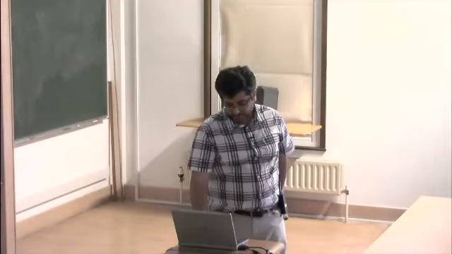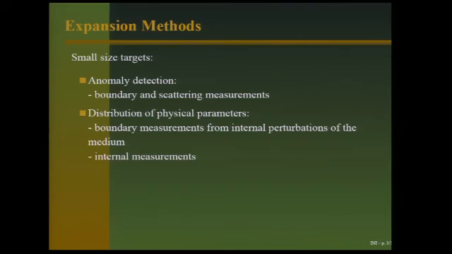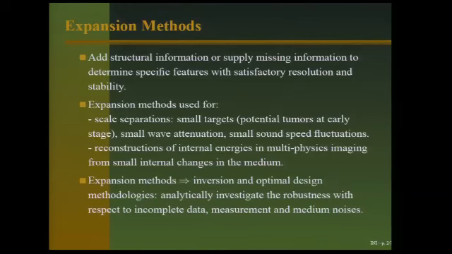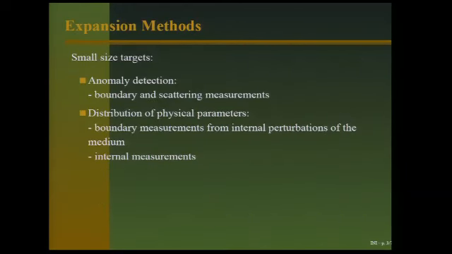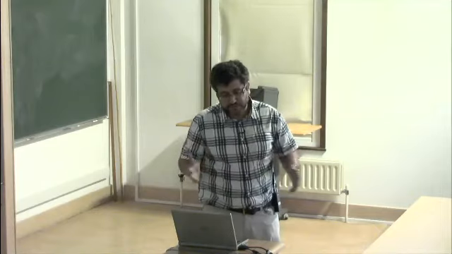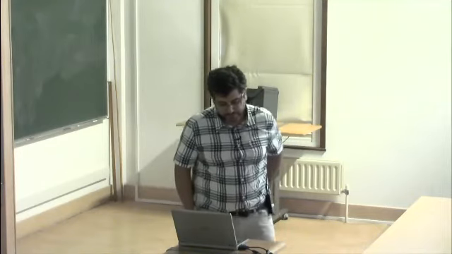That's the idea. So let's take small size targets. They could be potential tumors at early stage, and we want to image these targets. If you think about your measurements, you have two kinds of measurements. Either you have boundary and scattering measurements. This is kind of far field measurements. And then whatever you are doing, the only thing that you can do is anomaly detection. You will detect and reconstruct features of the inclusion.